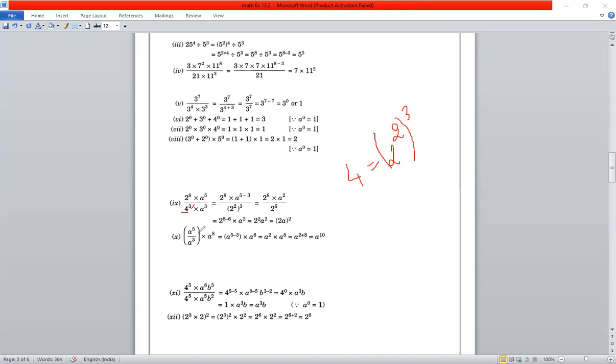In the next question what we have? a to the power 5 divided by a to the power 3 into a to the power 8. So these two are in the division form. Bases are same in the division form, subtract the powers, that is a to the power 5 minus 3, and keep this a to the power 8 as it is. 5 minus 3 is 2 and 8 as it is. Again here we have bases are same. When bases are same, add the powers. So 2 plus 8 is 10. So this is our final answer.